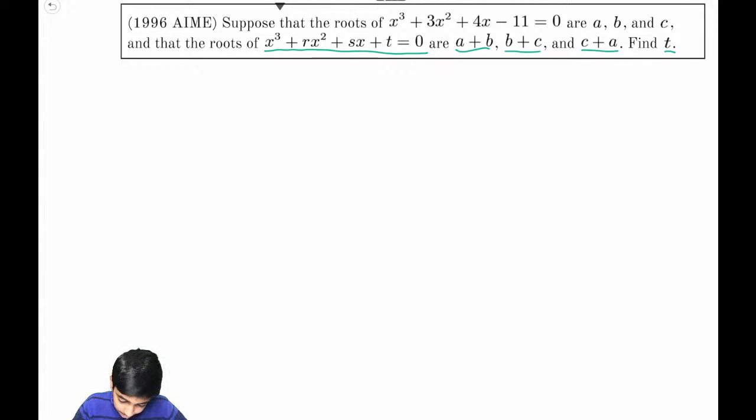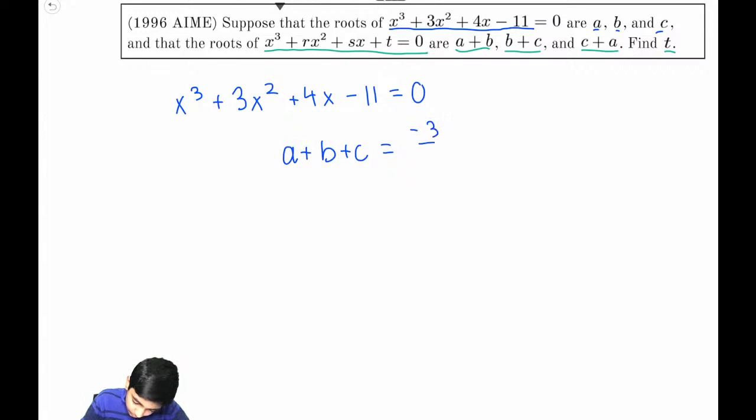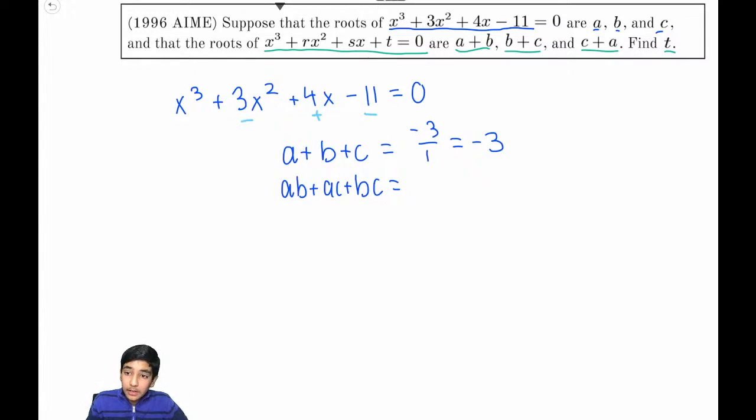Okay, so what we want to do here is, again, we have Vieta. So we have this cubic x cubed plus 3x squared plus 4x minus 11 is 0. And we have the 3 roots are a, b, and c. So you have a plus b plus c equal to negative 3 over 1, which is negative 3. And we have ab plus ac plus bc equal to 4 over 1. So again, negative, positive, negative. I just want to write that out.